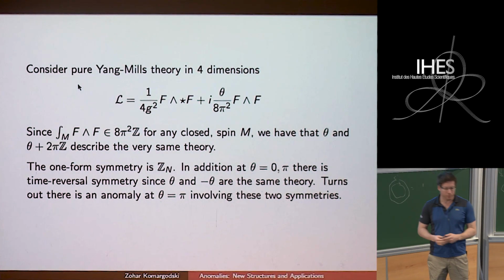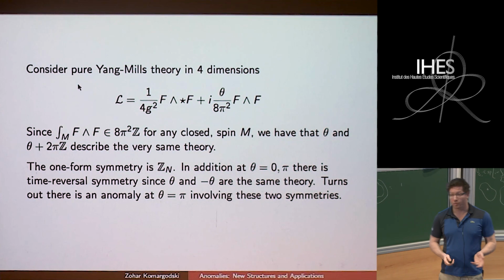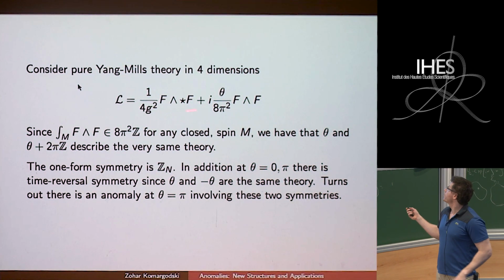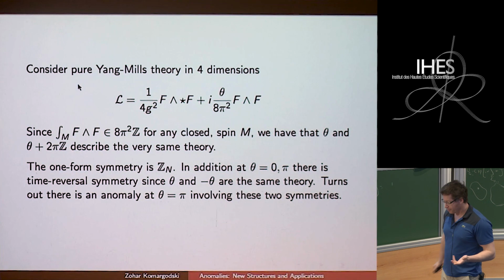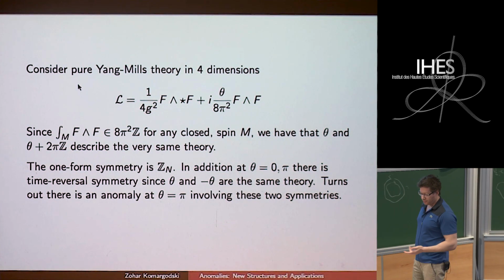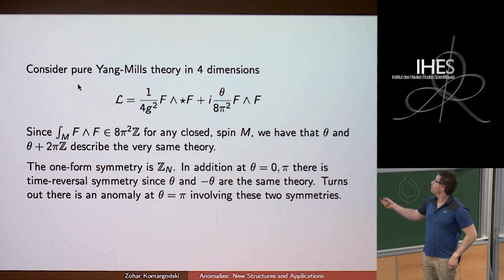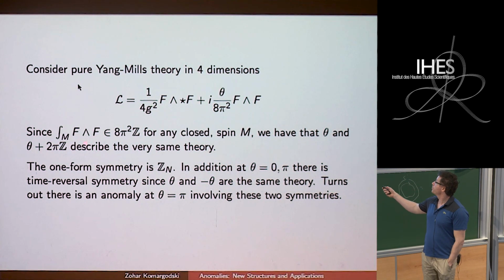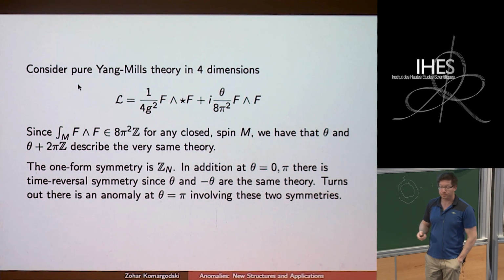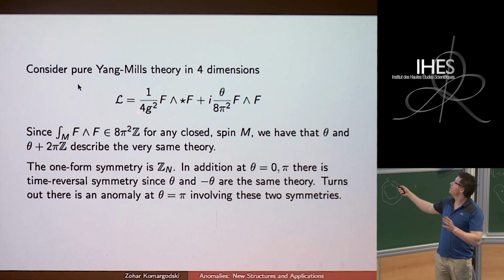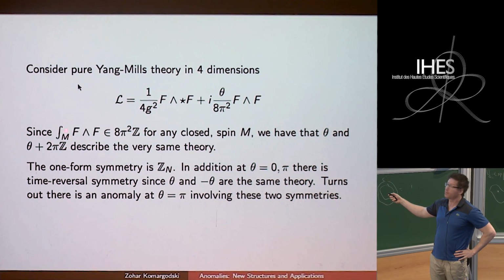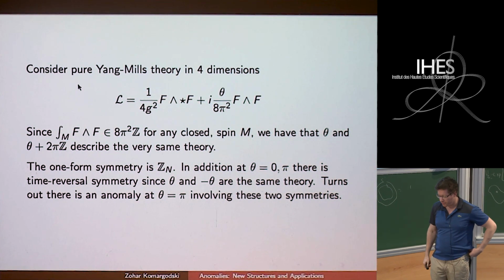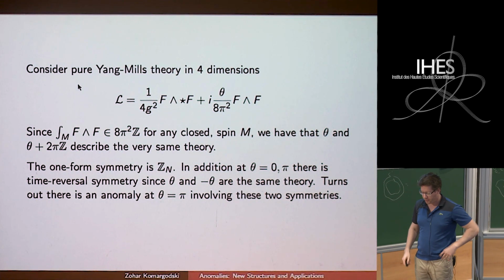So the simplest example where there are such objects is just pure Yang-Mills theory in 4 dimensions. As you know, pure Yang-Mills theory in 4 dimensions has a theta angle, which is valued between 0 and 2 pi, because the instanton number is quantized. This is on spin manifolds. By the way, just for simplicity, I'm only discussing 4-dimensional spin manifolds.